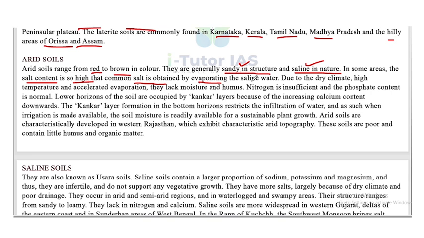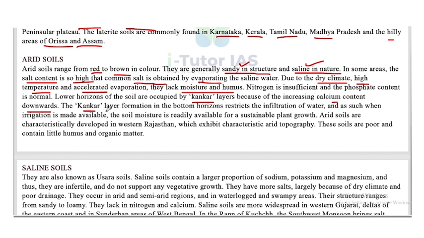Due to dry climate, high temperature and accelerated evaporation, they lack moisture and humus. Nitrogen is insufficient and the phosphate content is normal. Lower horizons of the soil are occupied by kankar layers because of the increasing calcium content downwards. The kankar layer formation in the bottom horizons restricts the infiltration of water.